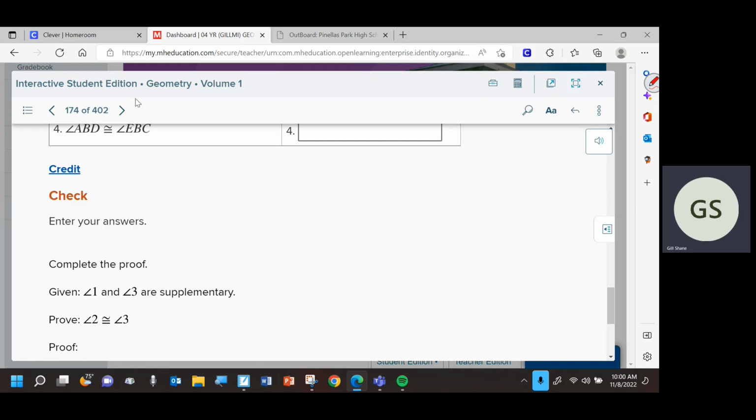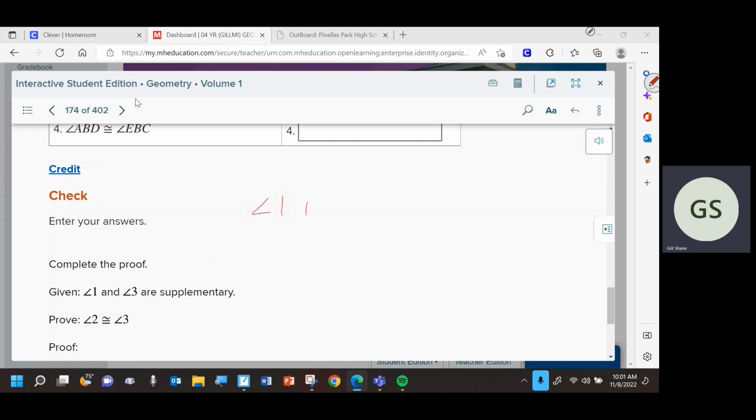So again, I'll just give you the answers if you want to write them in for that check real quick. The first one is supplementary. The second one is supplement theorem. So that would be just that they're a linear pair and they add up to 180. And then the last one is kind of like what we just used there, the congruent supplements theorem.